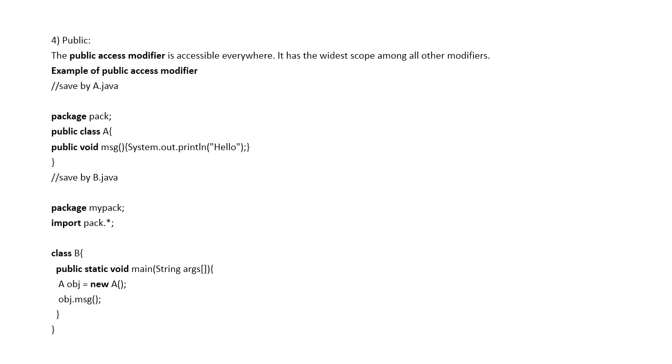In the other package mypack I am declaring one more class B. In class B I am creating an object of the class A. You can see A object equals new A, and if I try to print the method of the class A, it will be printed. It will not give any compile time error because the scope of the public specifier is that it can be accessed anywhere: in the same class, outside the same class, within the same package, outside the same package. Done.